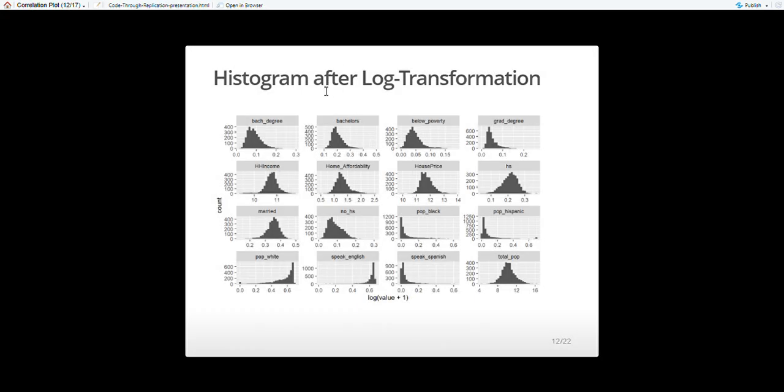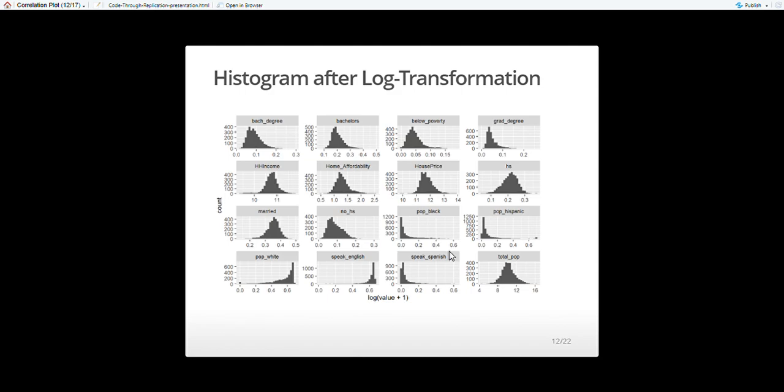So now the histograms after log transformation. We can also see that the home affordability is still a bit skewed. It's not following a normal distribution. Also, the population Black is still skewed. It doesn't follow any normal distribution.